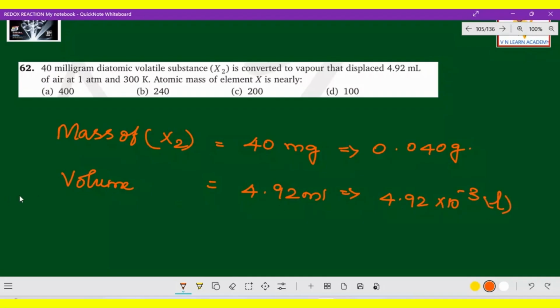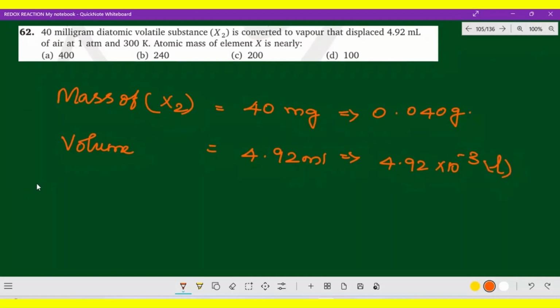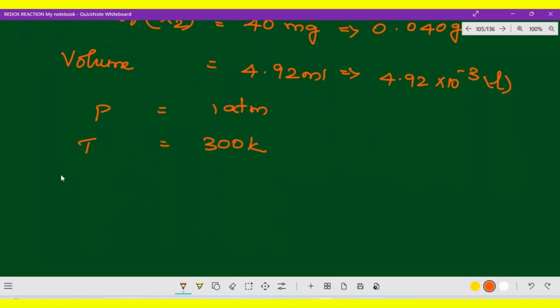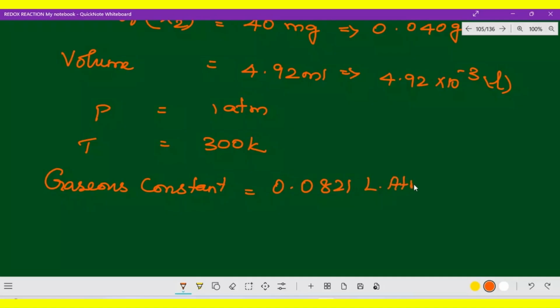Now the next ones, pressure and temperature. Pressure is 1 atmosphere, and temperature is 300 Kelvin. One more thing, the gas constant. That is a constant, 0.0821, and the unit is liter atmosphere per Kelvin mole. So this is the unit.